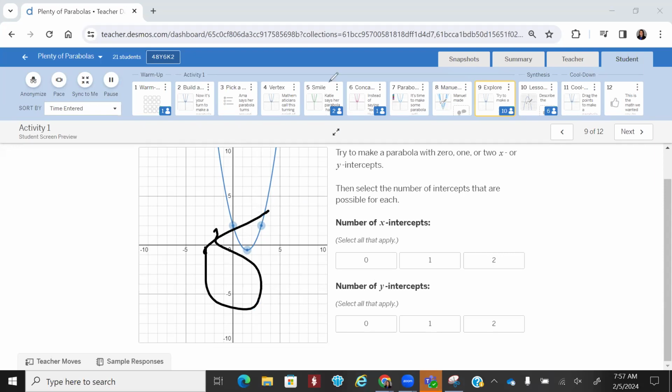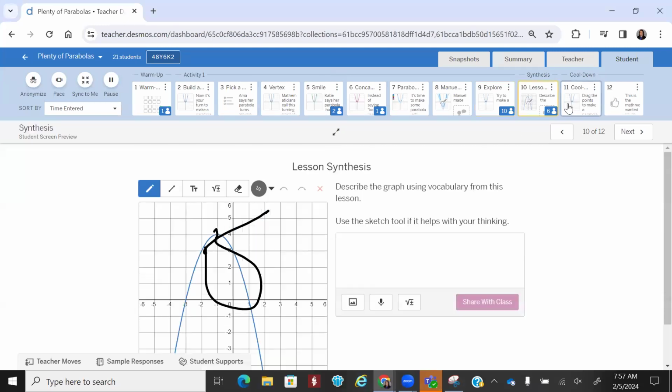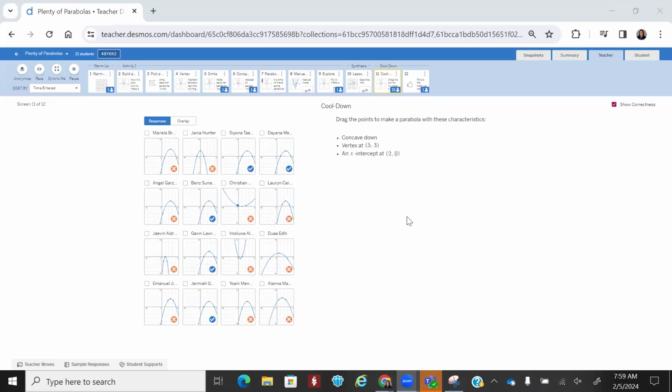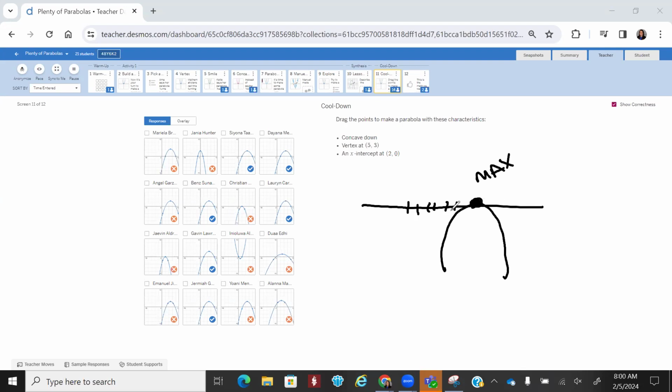Cool. Okay. All right, go ahead and skip to slide 11 and complete that one. Remember, if I'm moving my vertex, my vertex is the highest point or the lowest point. Since this one is facing down, this is going to be a maximum, right? And this is going to be at 5, 3. So I'm going to move it over 5, and then I'm going to go up 3. And then I'm going to put that dot.